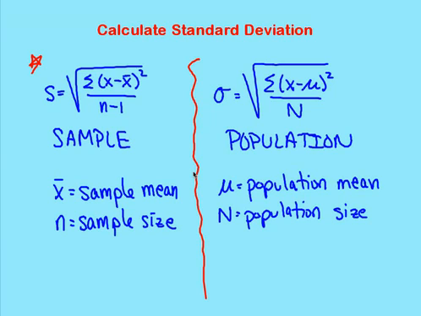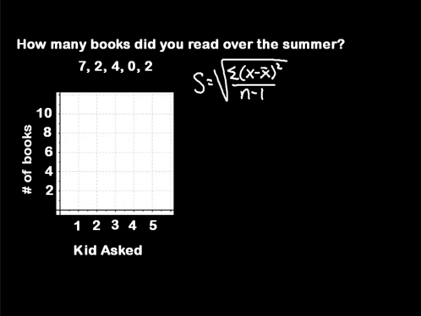Today we're going to calculate standard deviation, and you have two formulas here. One's for a sample size and one's for a population size. Really the only difference is that if you're dealing with a sample, you're going to use x bar in your formula and you're going to divide by n minus 1. If you have a population, you're going to use mu, which is your population mean, and you're going to divide by your population size. For these examples, we're going to be using the sample standard deviation.